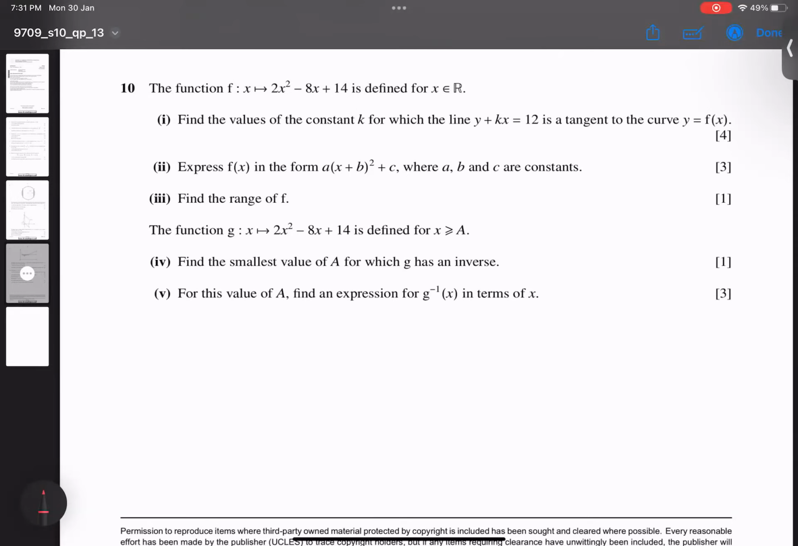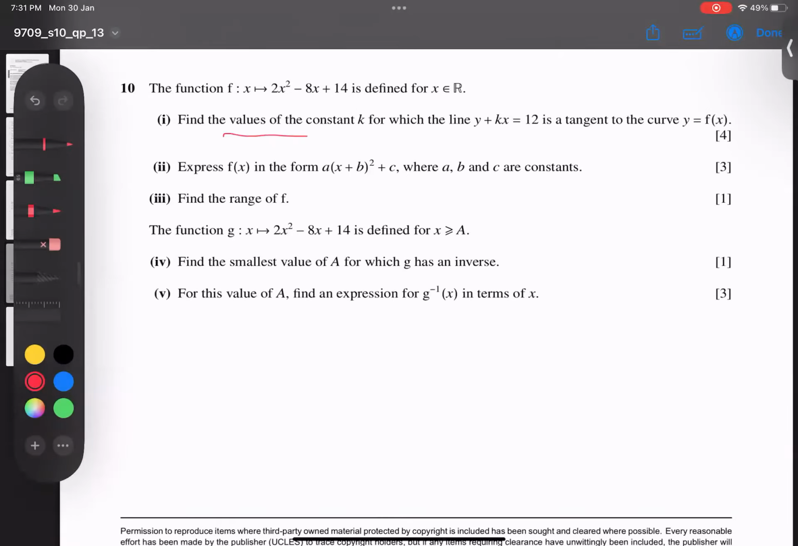First of all, he's saying we need to find the values of the constant k, if this line y equals kx minus 12 is a tangent to the curve. The curve is above. It means we have three criteria. Tangent to the curve means the line touches it. If it goes through, it is intersecting, and this one is called no solution.